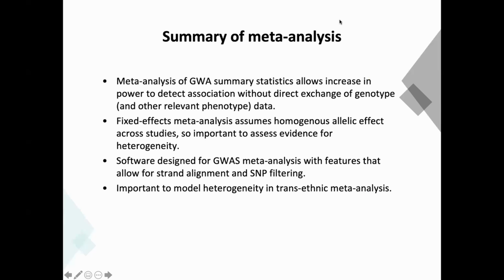So, as a summary of meta-analysis, meta-analysis of GWAS summary statistics allows to increase the power to detect associations because we can put together the information from many biobanks. If we are running our analysis in a single ethnic group, for example, in Europeans, the most commonly used method is fixed effect inverse of variance weighted meta-analysis, and it assumes homogeneous allelic effect across all the studies. So it is important to assess the evidence for heterogeneity.